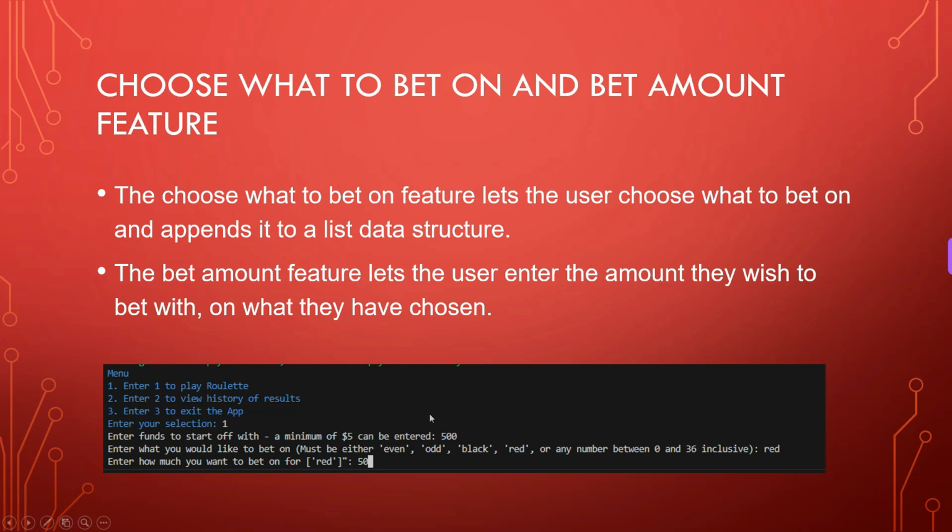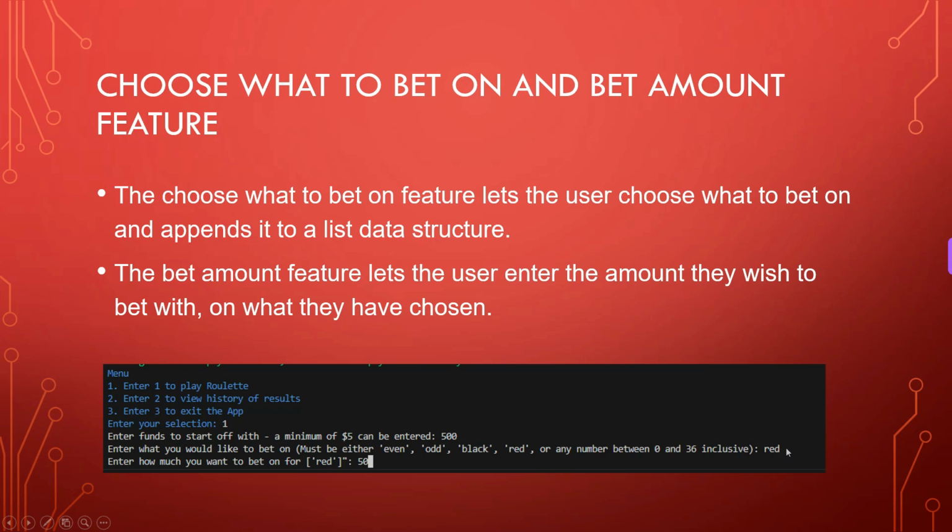Choose what you bet on and bet amount features. So the choose what you bet on feature lets the user choose what to bet on and appends it to a list data structure. The bet amount feature lets the user enter the amount they wish to bet with on what they have chosen. So this is a screenshot of what that looks like.